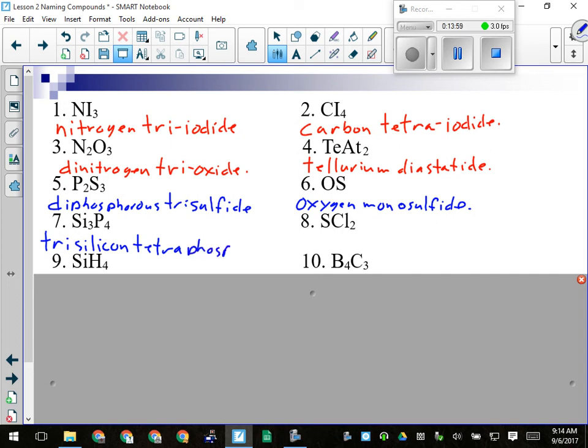Right. Okay, remember that's something we need to be working on here. Okay, is getting out of the habit of using capital letters on those. Okay, for number 8, I've got 1 sulfur, 2 chlorines. So this is just going to be sulfur dichloride.